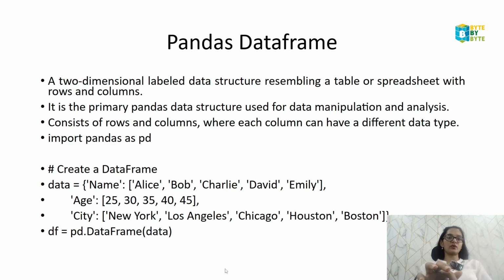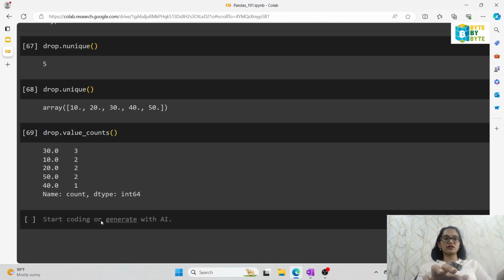So let's see how it is getting created. We have given 5 names, 5 ages and 5 cities, and what we are doing is pd.DataFrame. In order to create a Series, we had a Series function. In order to create a DataFrame, we have a DataFrame function. Within this we will pass the data that we want, and this will create our first DataFrame. Let's see how we are going to do that.